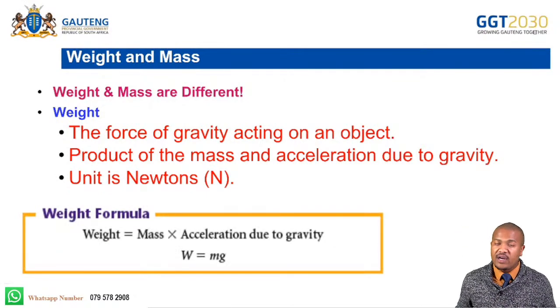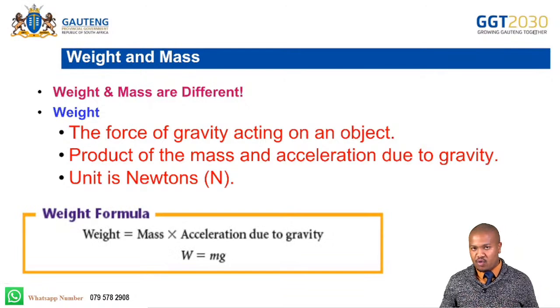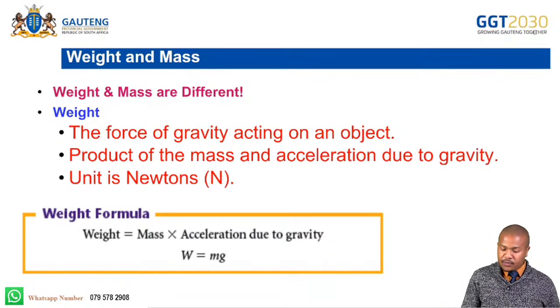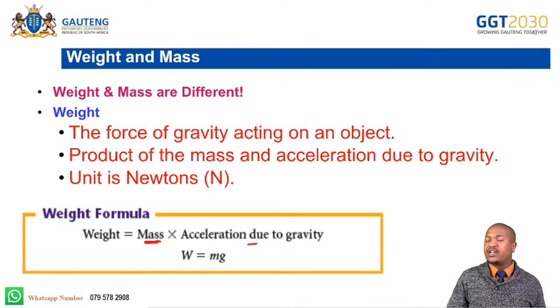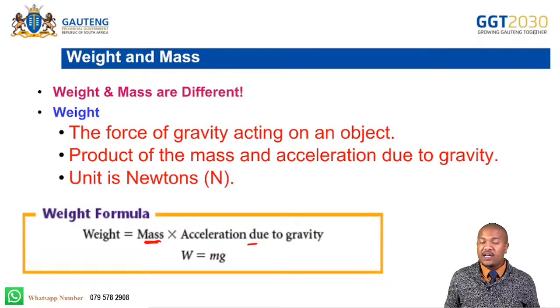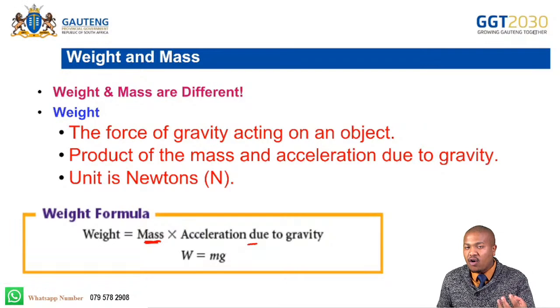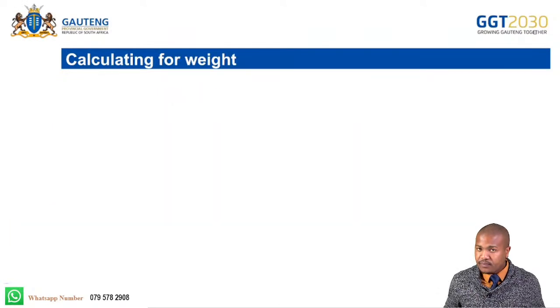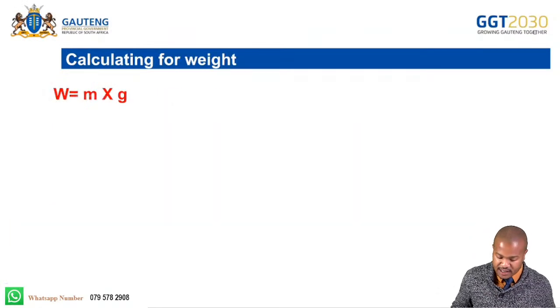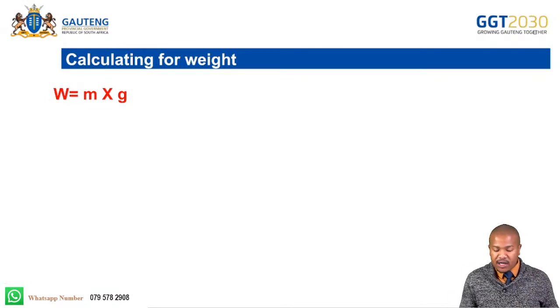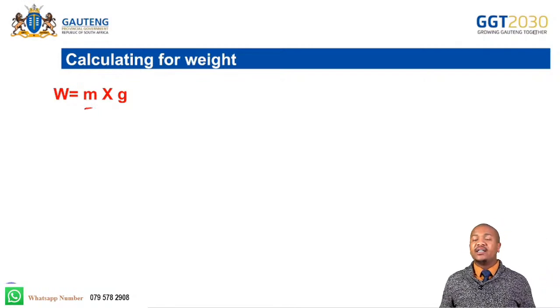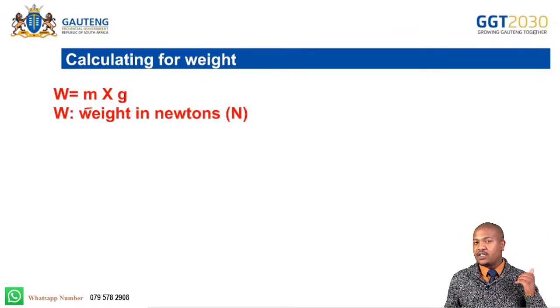So if we were to calculate weight, this is the formula that we're going to use, right? We need to look for the mass of an object in kilograms multiplied by the acceleration due to gravity, the gravitational pull, to give us the weight of that particular object. Are we together? Let's look at this formula again. When looking for weight, we take what? Mass multiplied by gravity, right? So it is m multiplied by g.